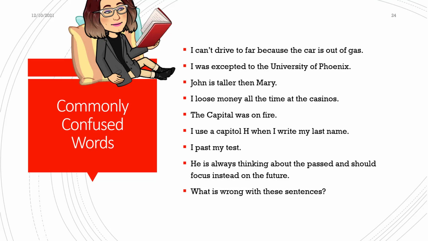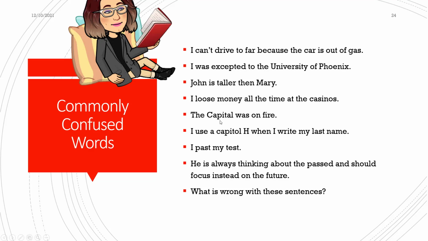Commonly confused words. "I can't drive too far because the car is out of gas." I think you meant to write too, as in T-O-O, not T-O. And here the person meant "I was accepted," not "I was excepted," to the University of Phoenix. "John is taller than Mary," T-H-A-N. "I loose money?" You mean "I lose money," L-O-S-E. "The Capital was on fire." You mean Capitol with the O, not capital with an A, because capital with an A means big A as opposed to little a. Okay.